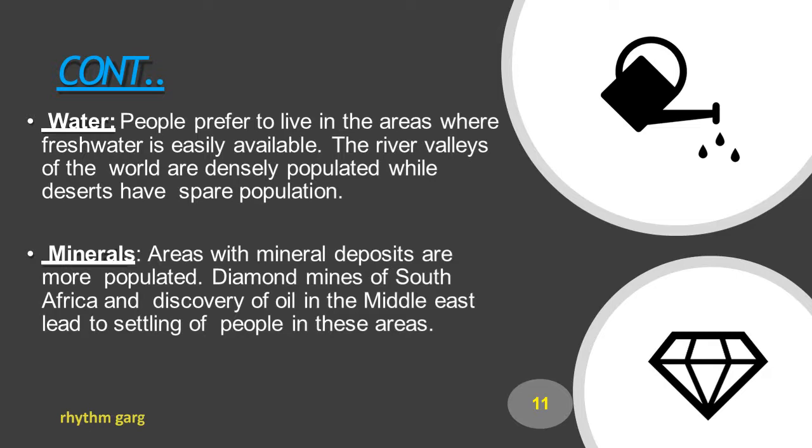Next is minerals. Areas with mineral deposits are more populated. For example, the diamond mines of South Africa and the discovery of oil in the Middle East have led to people settling in these areas. So this is about the geographical factors.